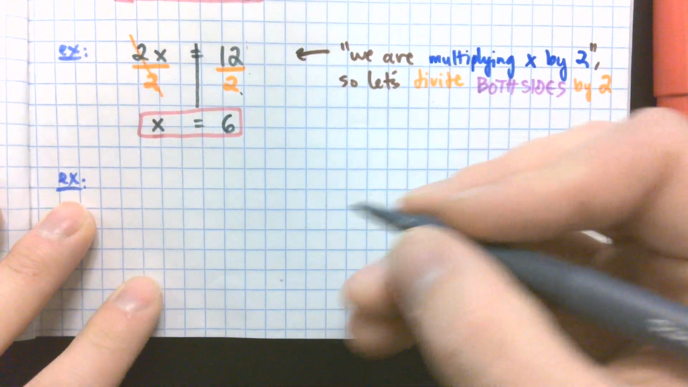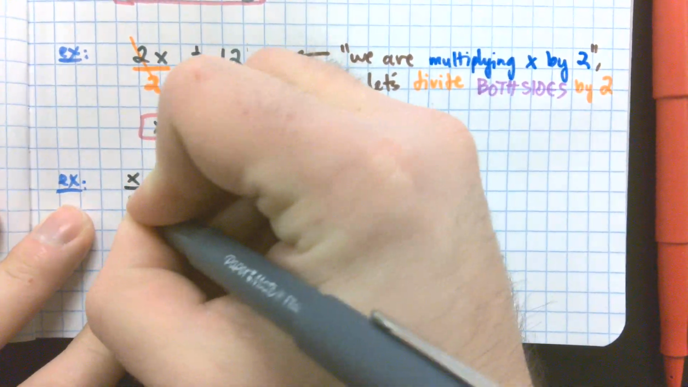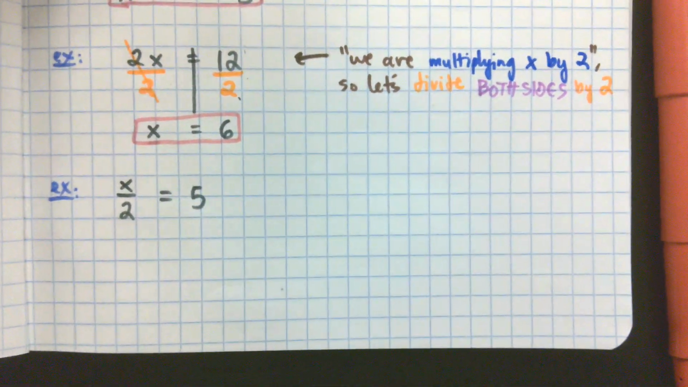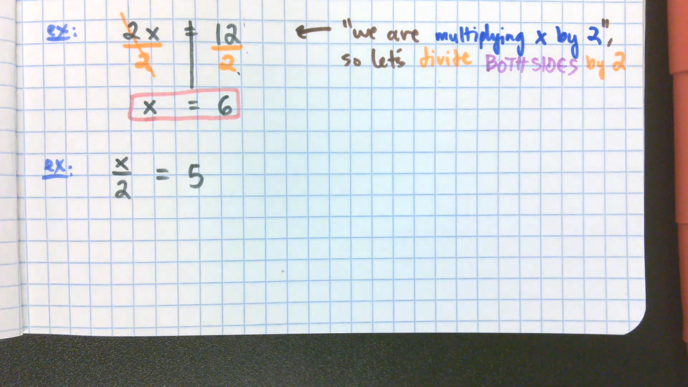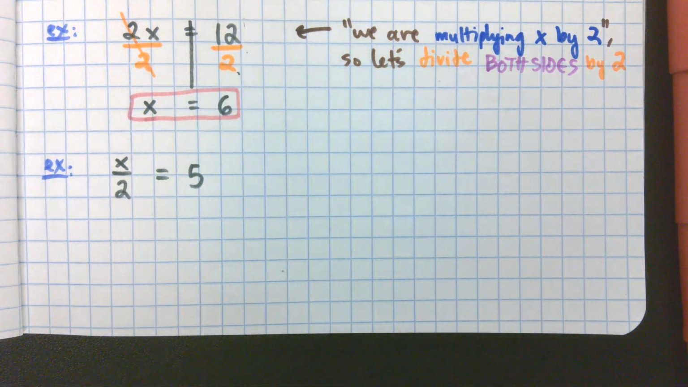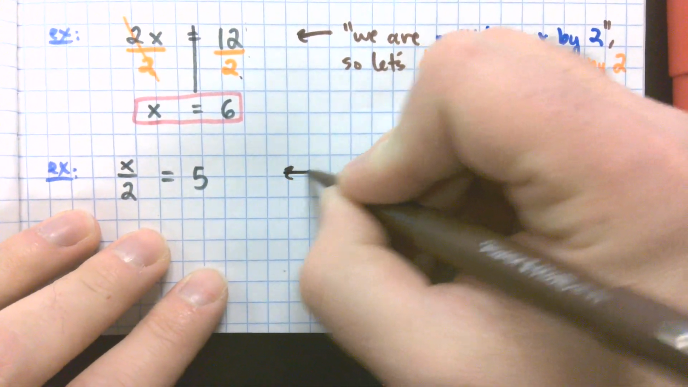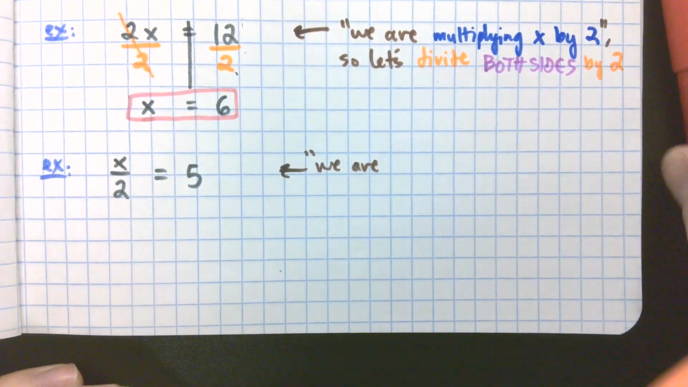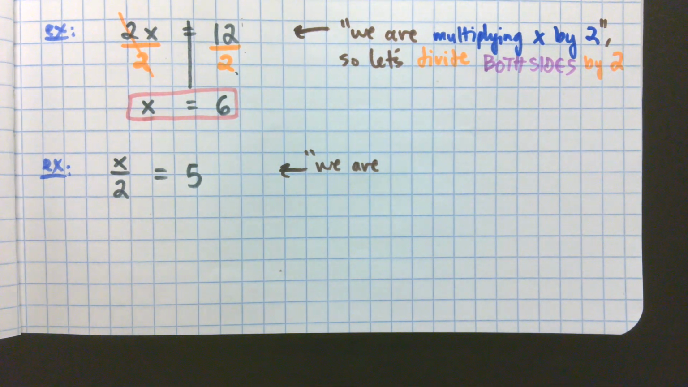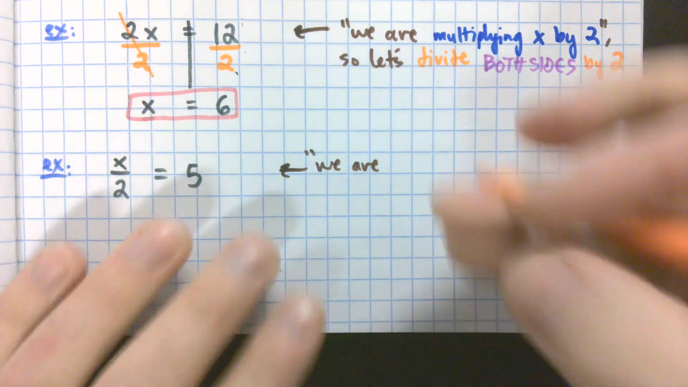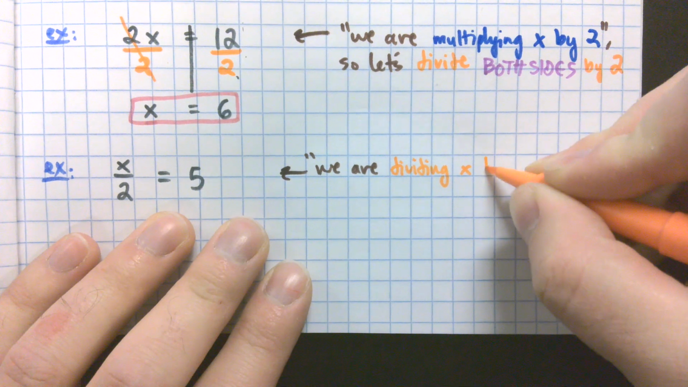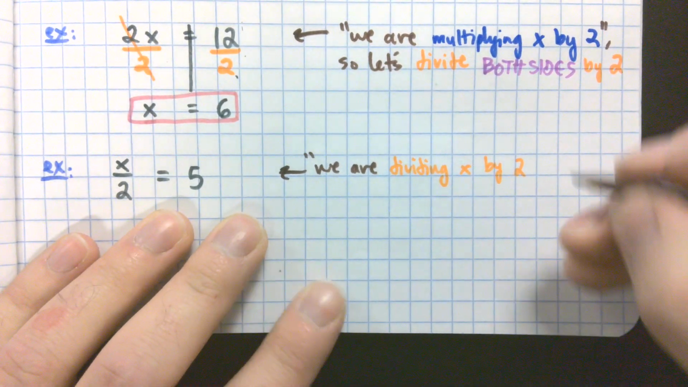Let's say we've got x over 2 equals 5. What operation are we doing to x here? We're dividing. We are dividing x by 2.